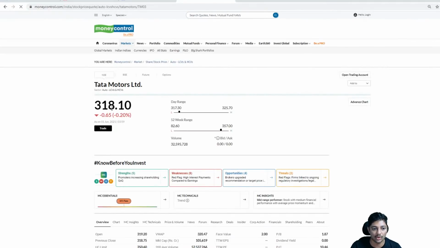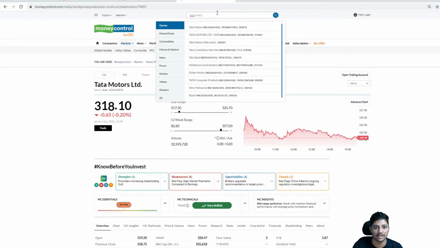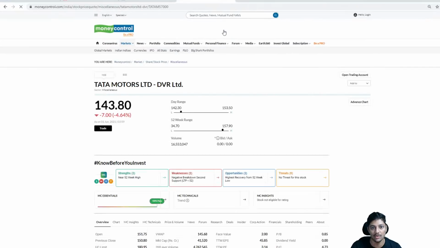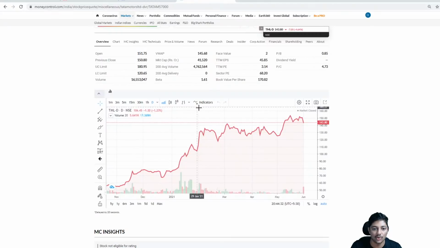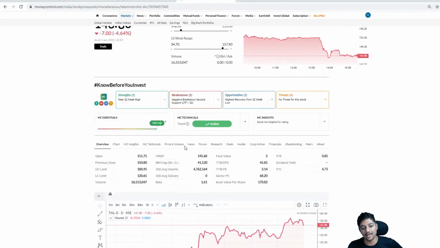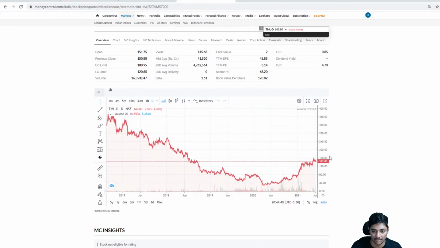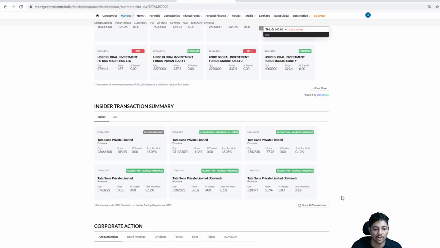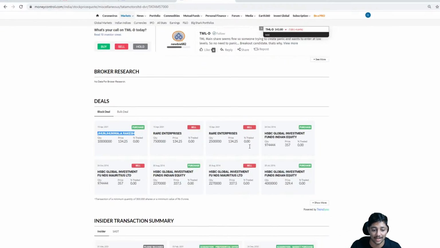Okay, now this is Tata Motors, which is currently trading at 318 rupees. There is not much difference between Tata Motors and Tata Motors DVR. DVR basically stands for differential voting rights. This is the same Tata Motors, it always moves in tandem with our existing Tata Motors. The only thing that is good with Tata Motors DVR is that it goes up and down a little more. If you look at how it has been performing in the past, it's slowly on an uptrend. And also, Rare Enterprises, which is Rakesh Jhunjhunwala, has also been purchasing Tata Motors DVR and not just normal Tata Motors.